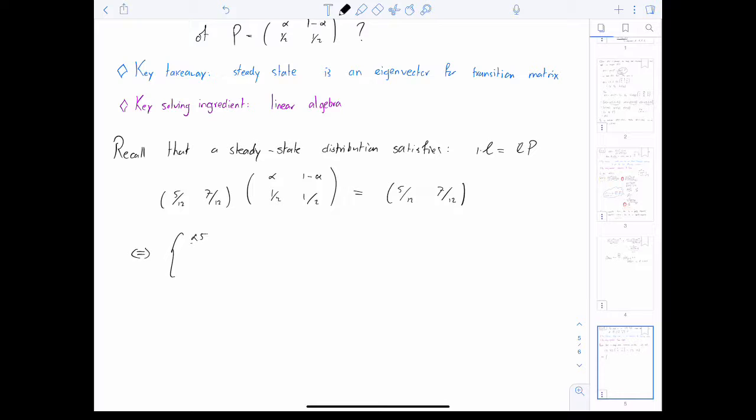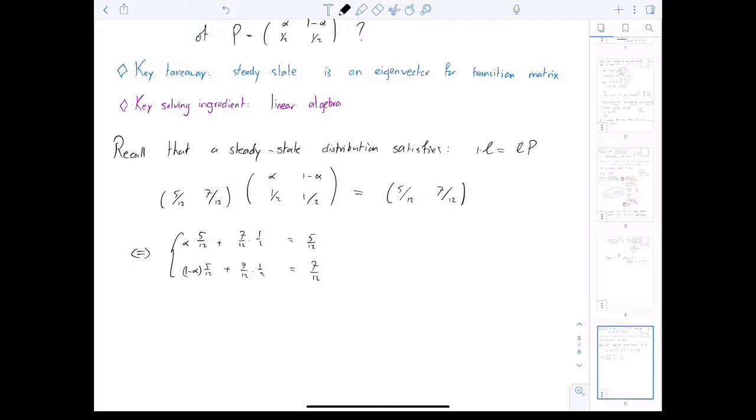The first is alpha times 5 over 12 plus 1 minus alpha times 7 over 12 times 1/2, and it should be equal to 5 over 12. And then for the second equation, this is 1 minus alpha times 5 over 12 plus 7 over 12 times 1/2, which should equal 7 over 12.